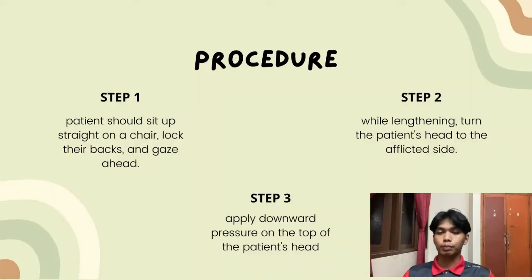The procedure for the Sperling test. Number 1, the patient sits on a chair with the body straight, locks the back and faces forward. Next, turn the patient's head to the affected side while extending. Last but not least, apply a downward pressure on top of the patient's head.